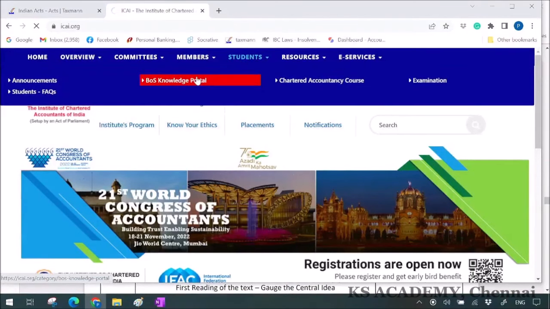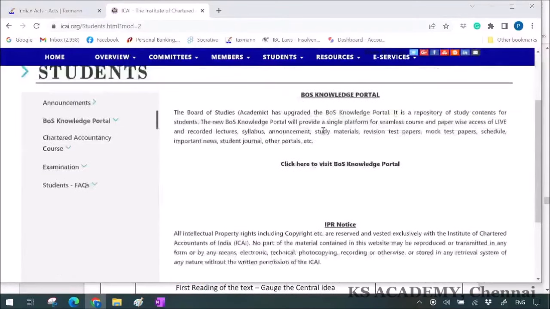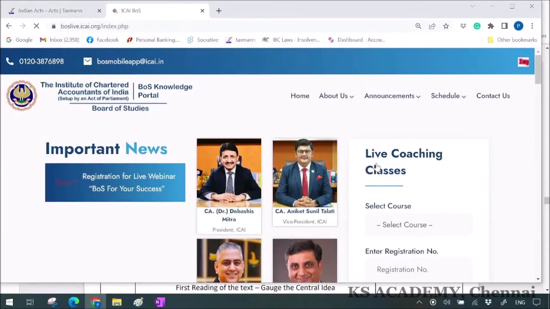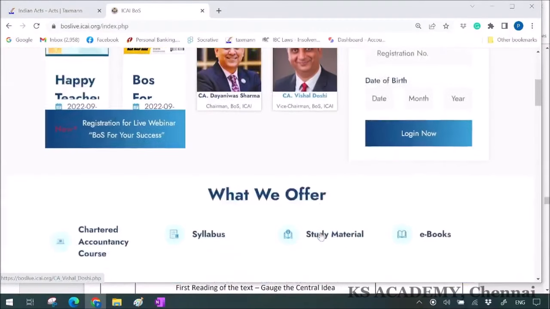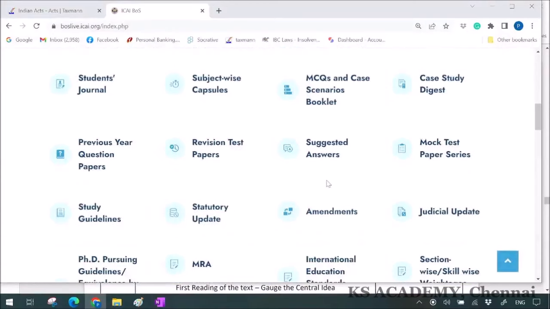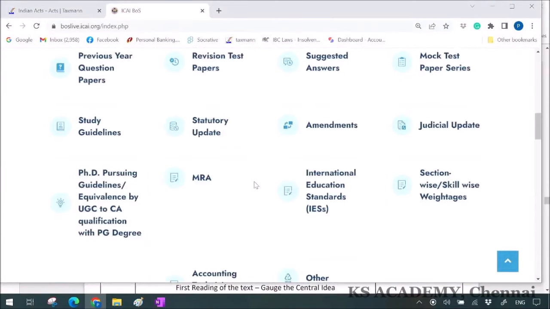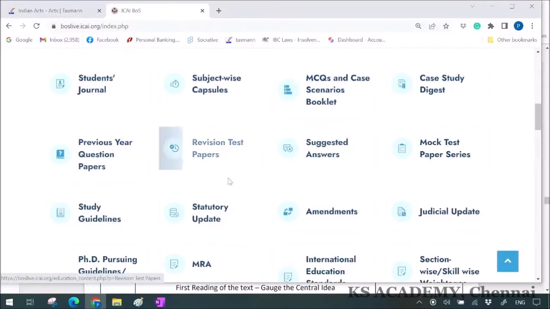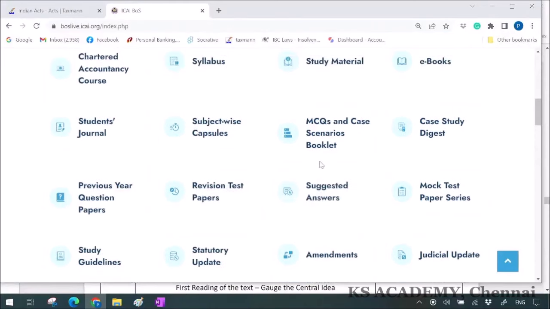There you go to students, BOS knowledge portal. Correct, you go here. Smiling assassins will come. You ignore this smiling assassins. Go to this study material. Where did it go? With 4 eyes also I can't see.